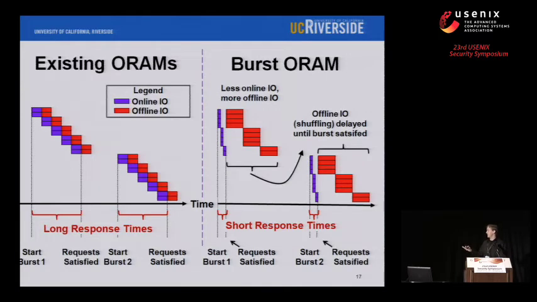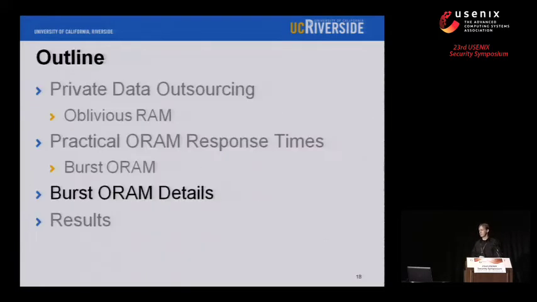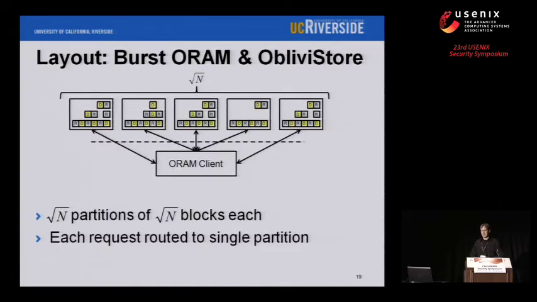On the right, you can see we've reduced the amount of online I/O for each of the requests, but we end up with more offline I/O, but we can delay that until after all of the requests have been satisfied, so we get shorter response times. Okay. I'm going to go over some of the details. This is, again, a simplification of how things work, but I'm especially going to focus on how the XOR technique works in Burst ORAM to reduce online I/O.